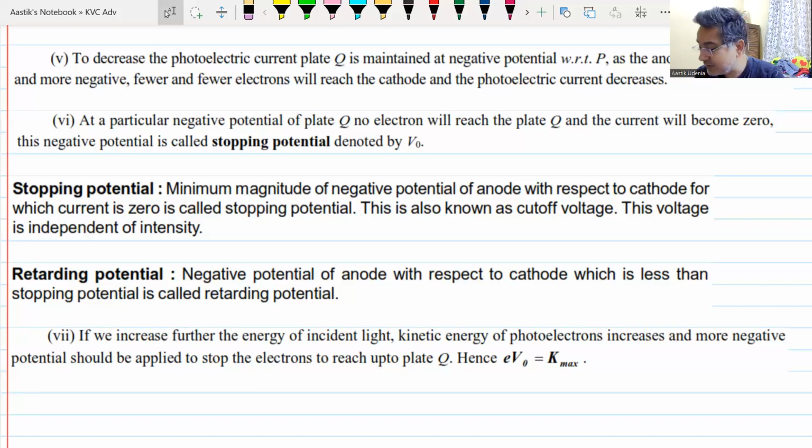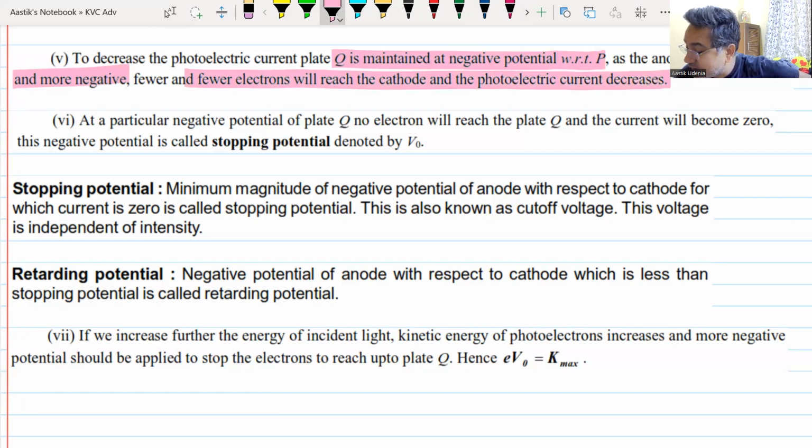What do you mean by doing the reverse? If now the plate Q is maintained at a negative potential with respect to P, and you make it more and more negative, then what will happen? Fewer and fewer electrons will reach the cathode and the photoelectric current will decrease, yes or no? Yes, sir. At some point, the photoelectric current will become zero. That point or that voltage is known as stopping potential.